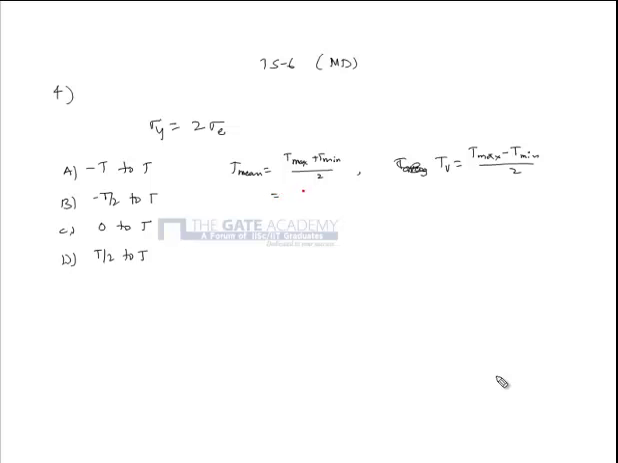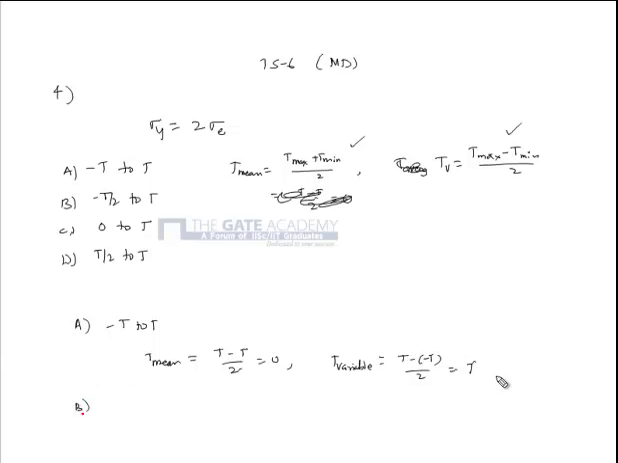So let's do case 1 individually. Case 1 is minus T to T. These are the general formulas for T mean and T variable. T mean will be 0 here, and T variable will be T minus of minus T by 2, it will be T. Okay, the mean is 0, the variable is T.